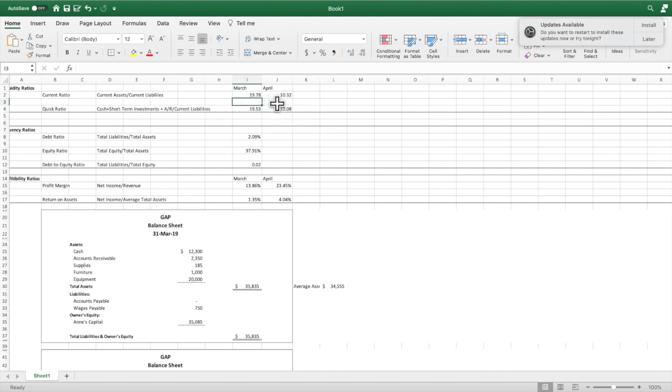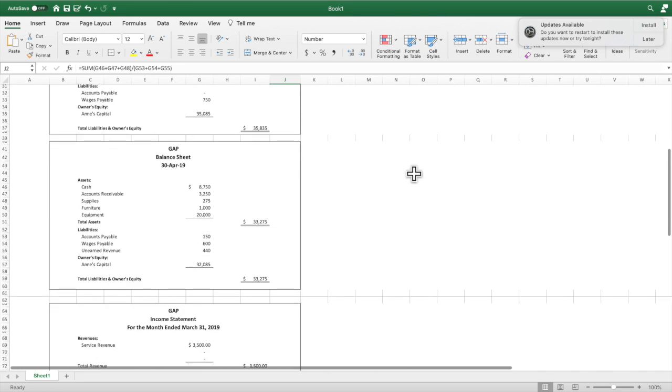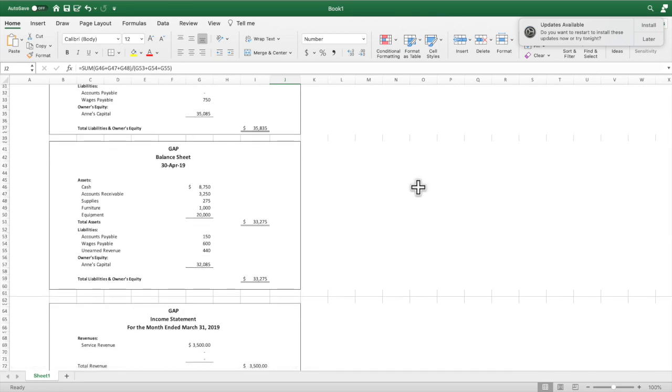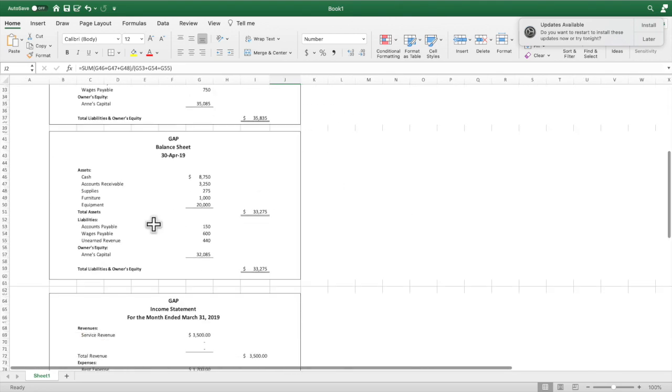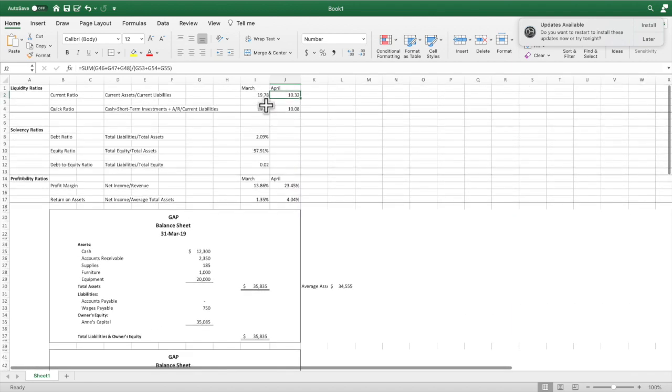Alright, now we're going to calculate April's, and April's is going to be a little different because we have to add all of their liabilities. Now remember, unearned revenue is a liability because you've been paid for something but you owe your service. So you've been paid for it but you have not completed the service yet, so you owe that. So it's a liability. So we're going to add these together.